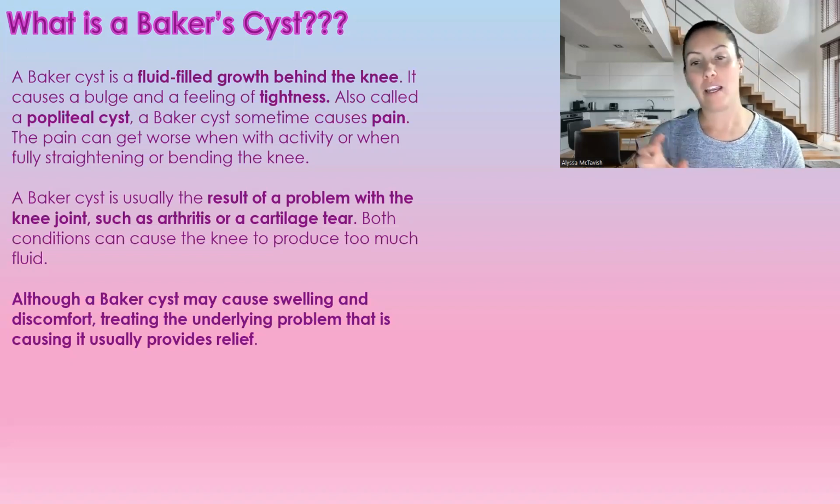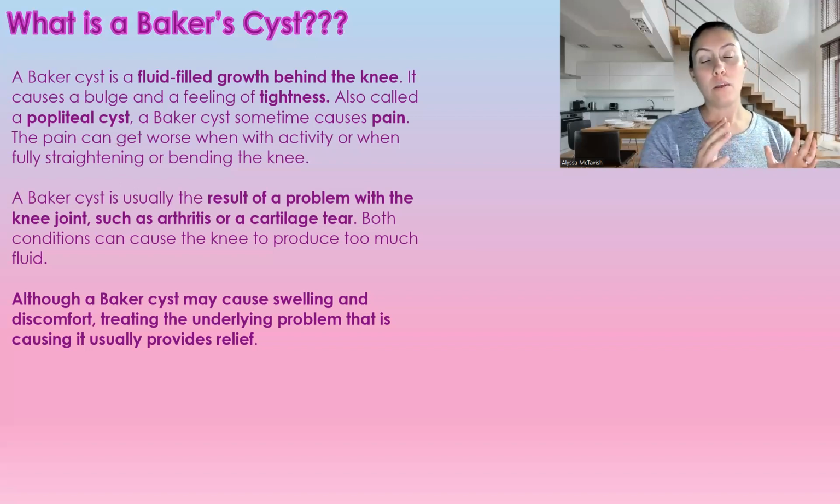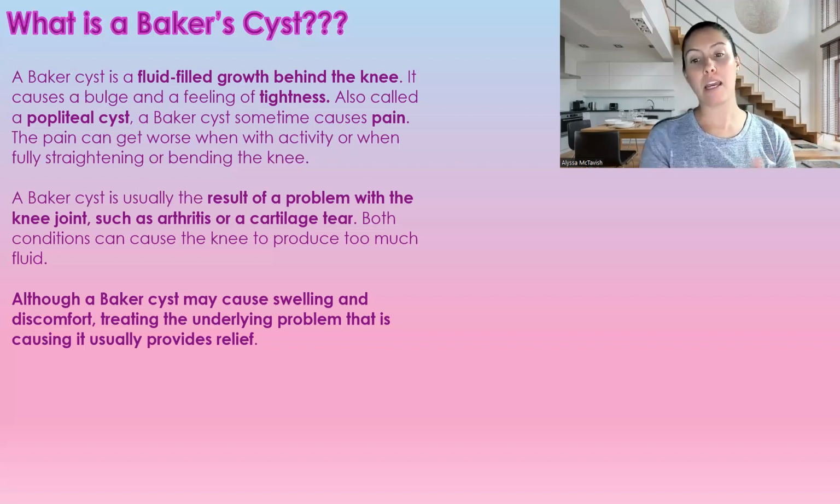It can also cause pain. It can feel like pain or tightness at the back of the leg, right behind the knee. It can get worse with activities where you're straightening and bending the leg. The Baker cyst usually is a result of a problem with the knee joint, arthritis, or a cartilage tear. Your body starts creating too much fluid for the knee, which creates this fluid-filled growth behind the knee. Although a Baker cyst may cause swelling and discomfort, treating the underlying cause normally provides you relief.